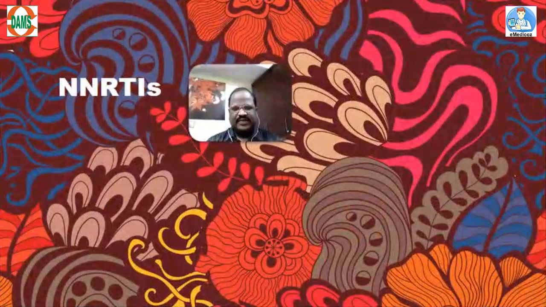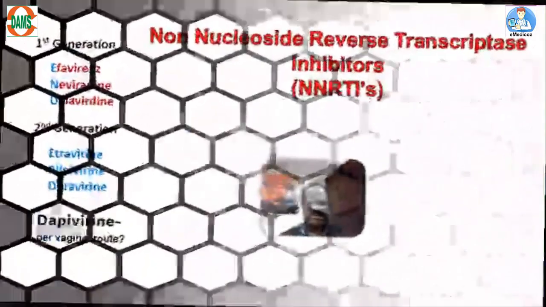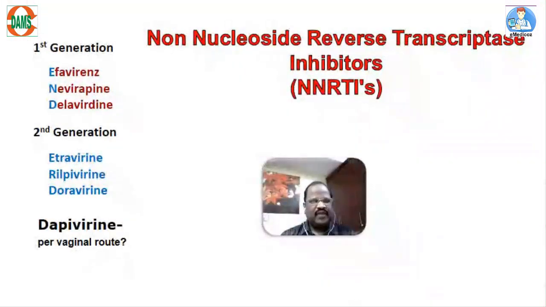Non-nucleoside reverse transcriptase inhibitors are simply called NNRTIs. First, we should know the important drugs, so go through it. We have first generation NNRTIs like Efavirenz, Nevirapine, Didanosine, and the second generation NNRTIs are Efavirenz, Rilpivirine, Doravirine. And we have one more newer drug, Dapivirine, that is given by the vaginal route. That's about drug names, doctor.